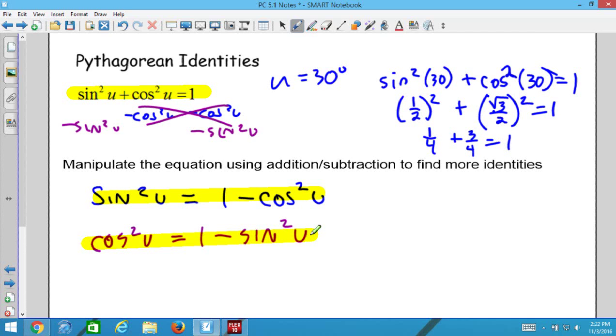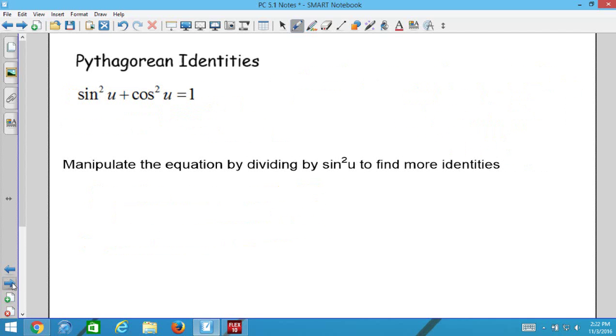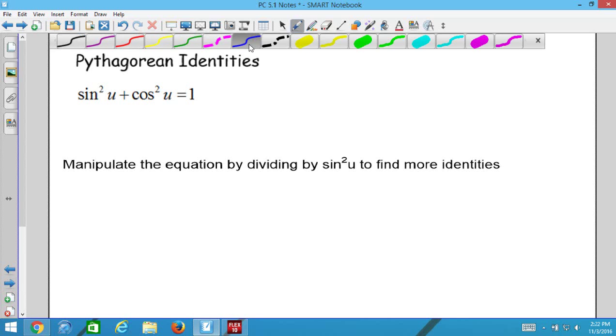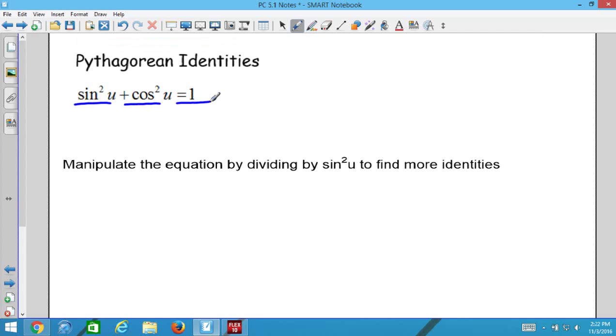Okay, all of those are equivalent. That's still number one. I'm going to now manipulate it a different way, and I've kind of written this on your paper. We're now going to take that equation, and we're going to divide both sides by sine squared u. I'm allowed to do that, the division property of equality, as long as I do it to both sides. I can divide by whatever I want.